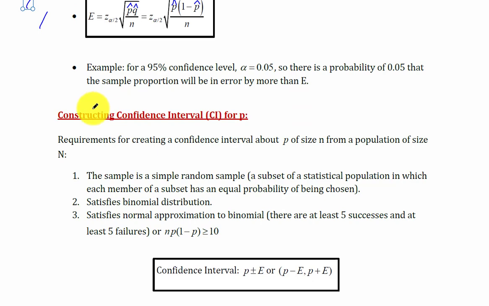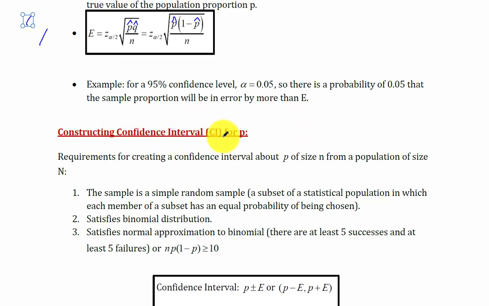Now, how do I construct the confidence interval for the proportion P? There are a few requirements for creating a confidence interval about the proportion P from a population of size N, the big N. So N, the big N, is the size of the whole population, and the small n is just the size of the sample for P hat, which is the sample size.